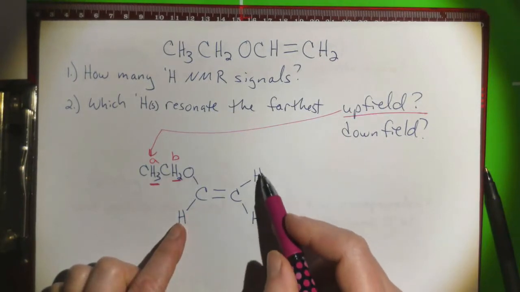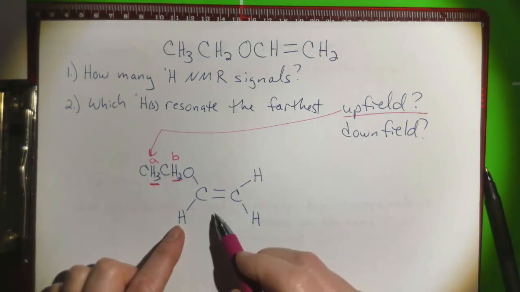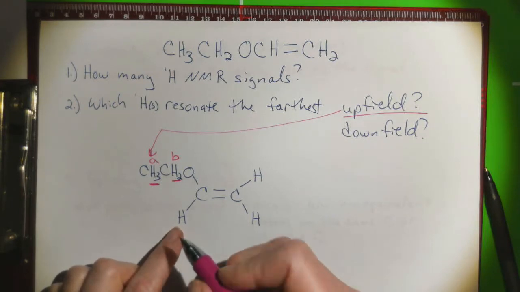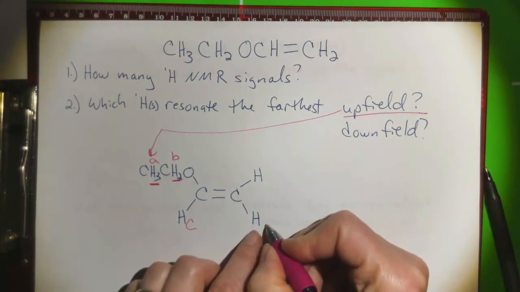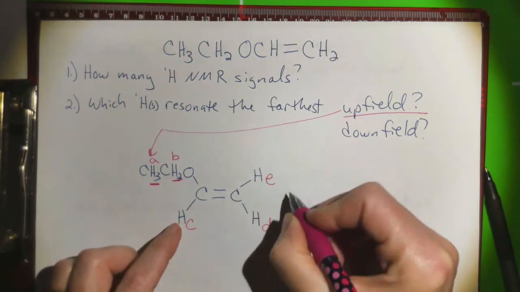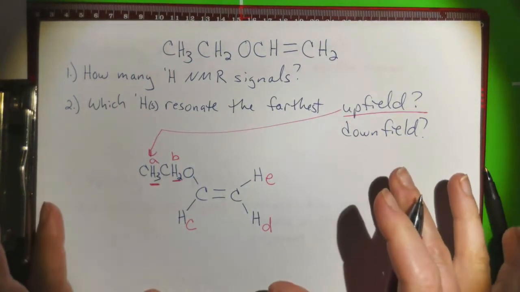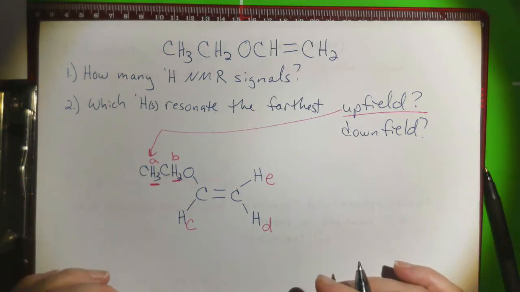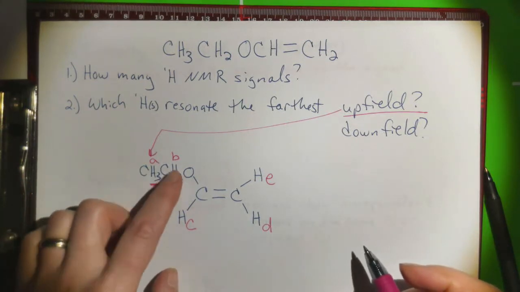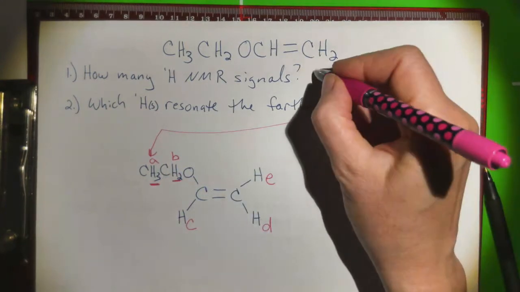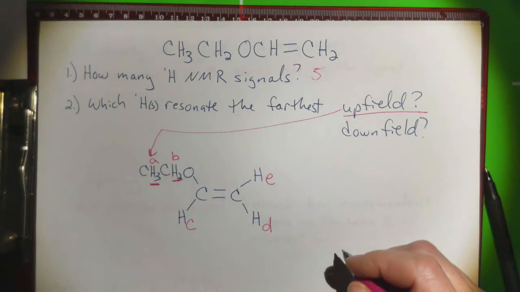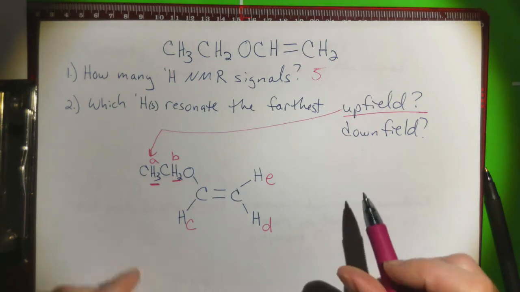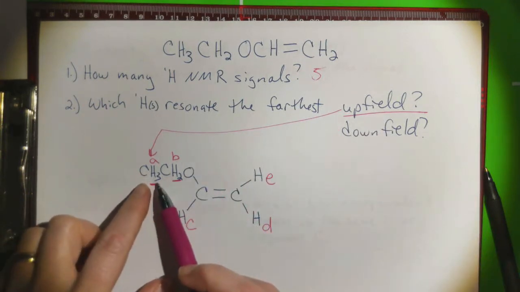Here now I've got vinylic protons, right, attached to an sp2 hybridized carbon atom. So I have 1, call that HC, 2, 3 distinct environments here. Now, if you are scratching your head about this, stop and do the X replacement that we did last time to demonstrate this. So I've got 1, 2, 3, 4, 5 unique proton environments.